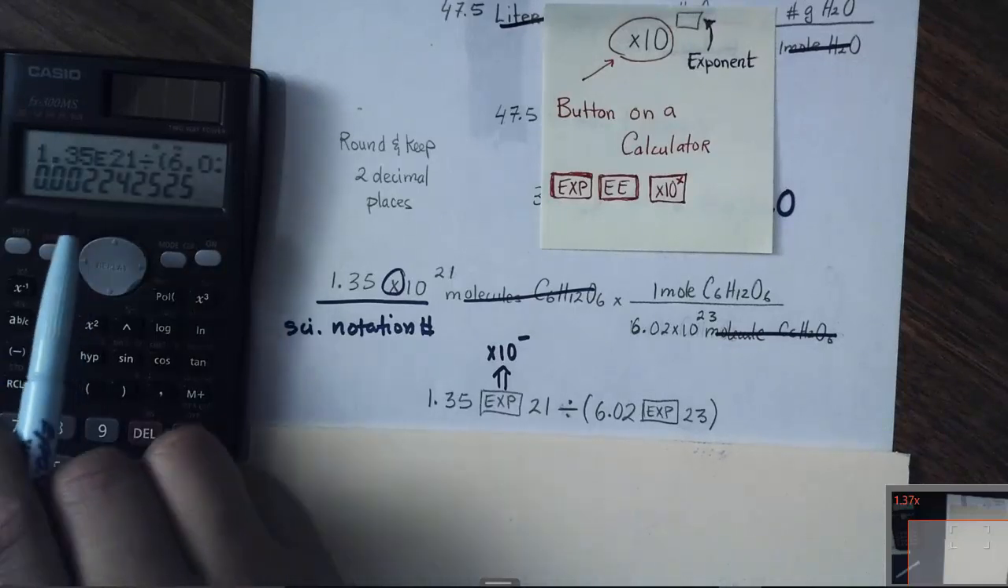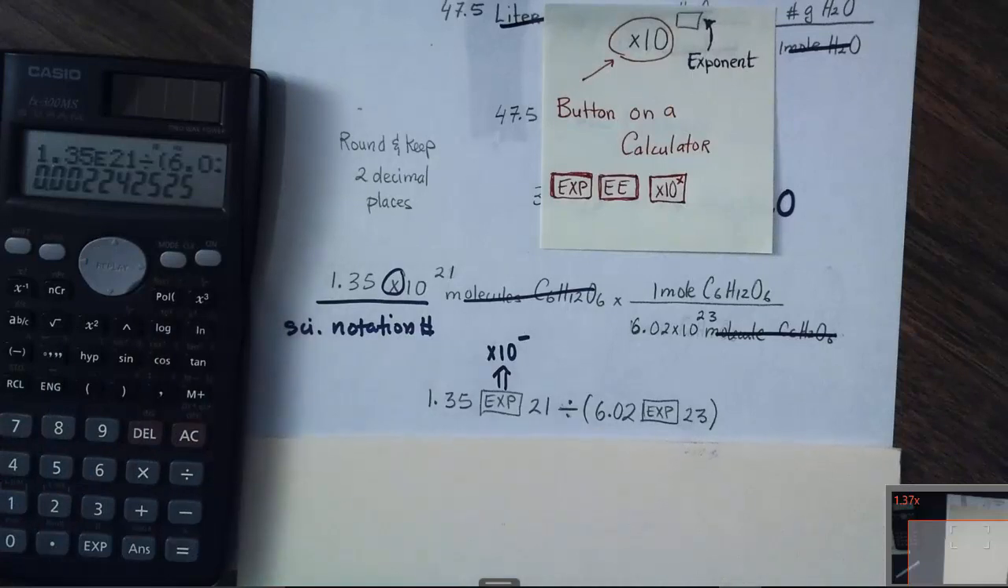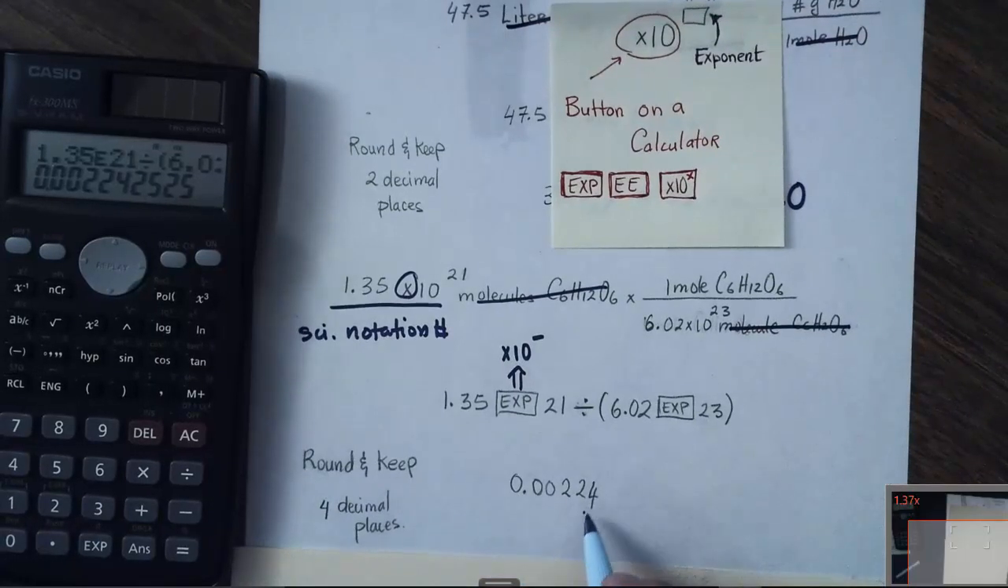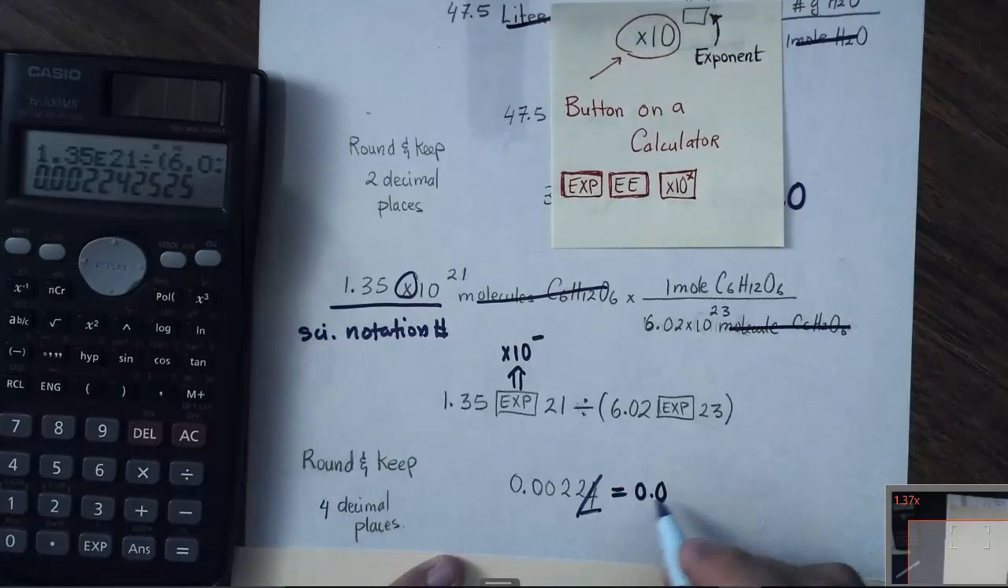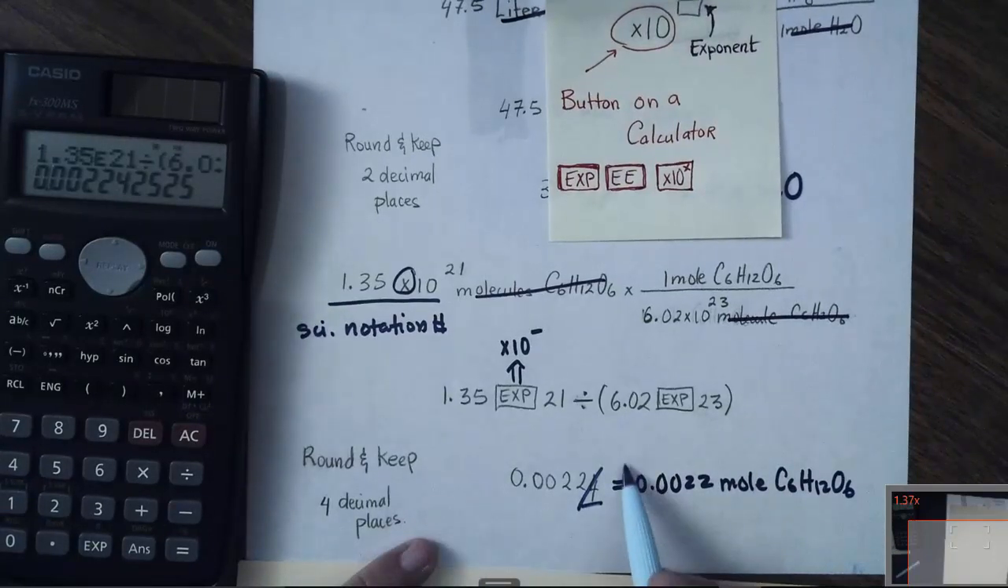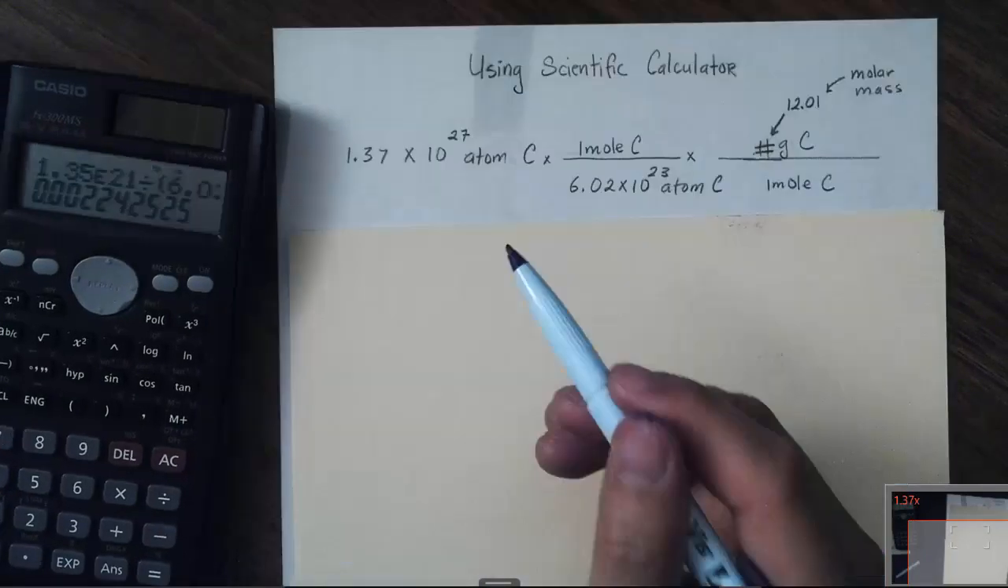Like other problems, I have a lot of digits. In this case, it asks you to keep 4 decimal places, so I'm going to copy 5 decimal places, and I have this 0.00224. That 4 will make a 2 stay the same. So what we have here is 0.0022, and just copy down the unit and chemical, mole of glucose. And this is our answer.